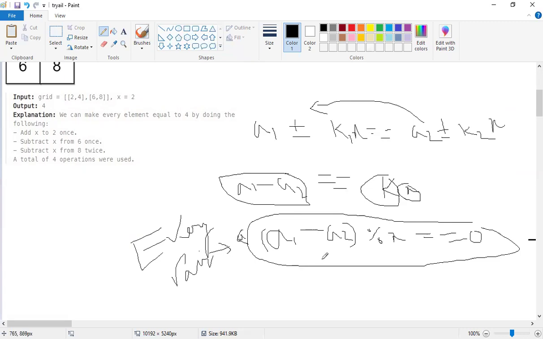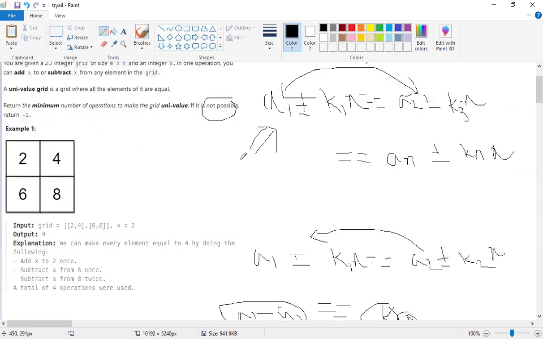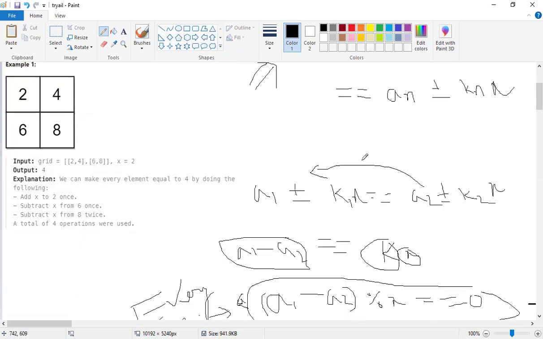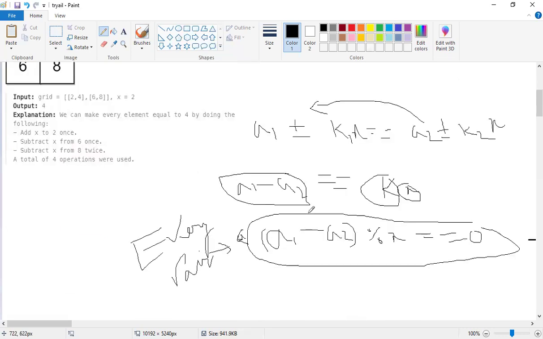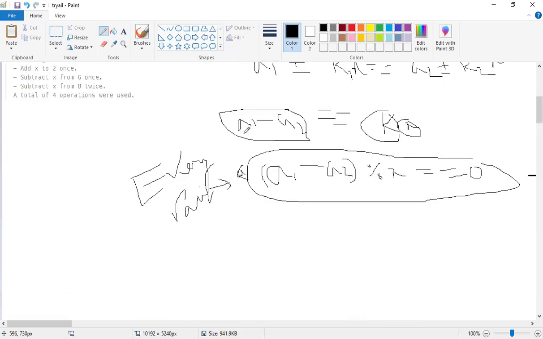If this is holding true for every pair, then we will say that our grid can actually be converted into any of the values, because any of the values can be written in this form, and ultimately A1 can be transformed to A2, or A1 can be transformed to any of the An. Okay. So then what is a brute force way of finding this?